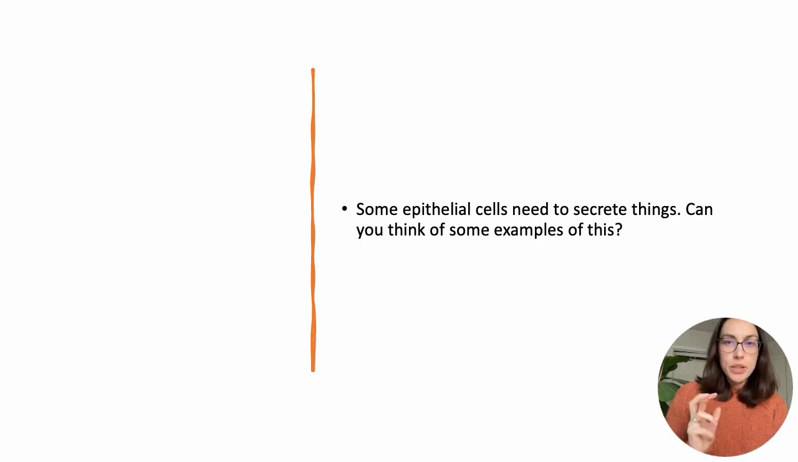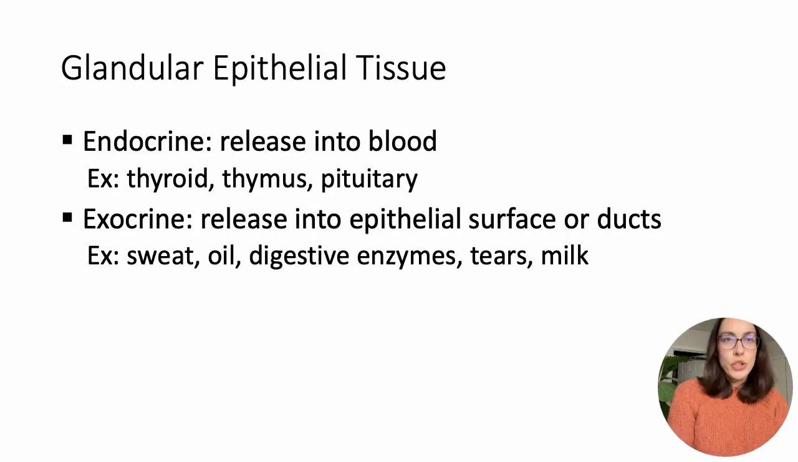So epithelial tissue is often involved in secreting things. Can you think of some examples? You know that epithelial tissue is on the surface of your skin, right? So we secrete some stuff from our skin. In fact, we have a special name for the epithelial cells that are involved in secreting things, called glandular epithelial tissue. Okay, and this can happen in two different ways.